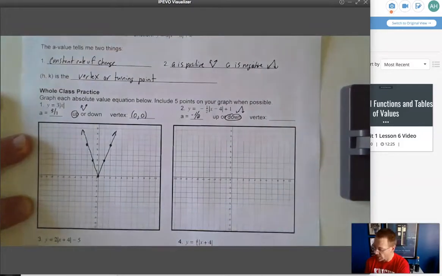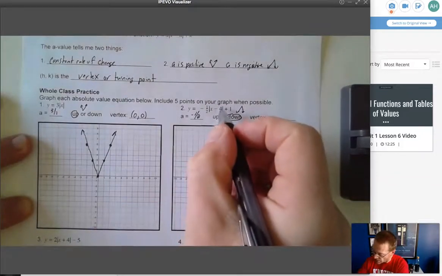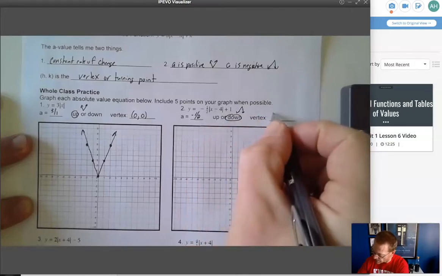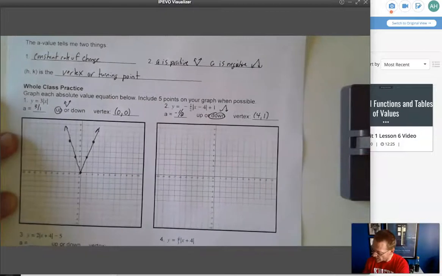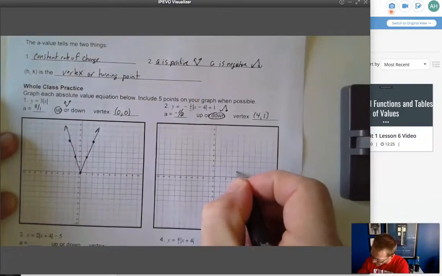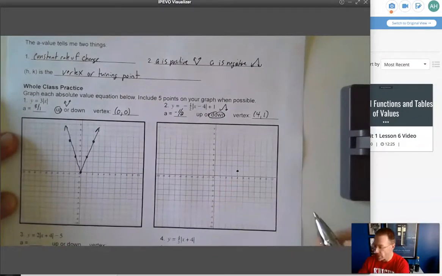Okay, now let's identify that vertex. We have to have somewhere to start, and it's going to be (4, 1). So once again, I'm going to go to (4, 1), and there's my starting point. Now my rate of change is negative 1/2, so I'm going to graph this just like we would for a line.